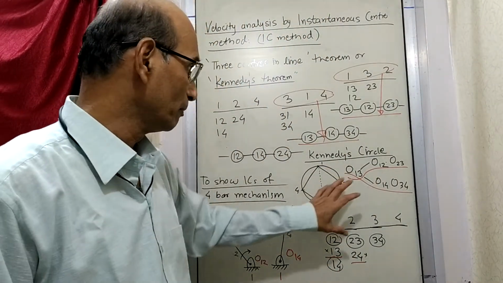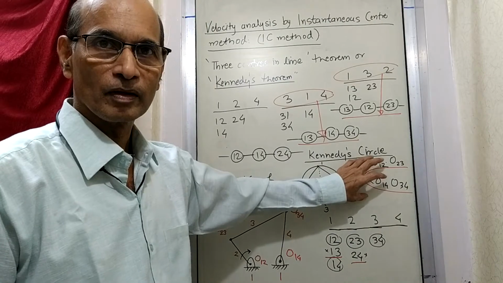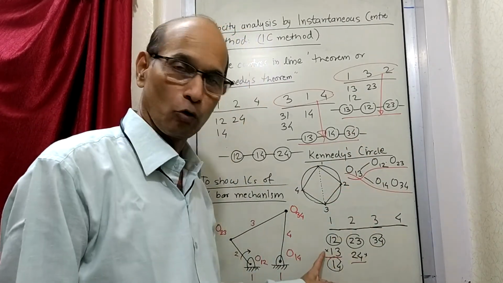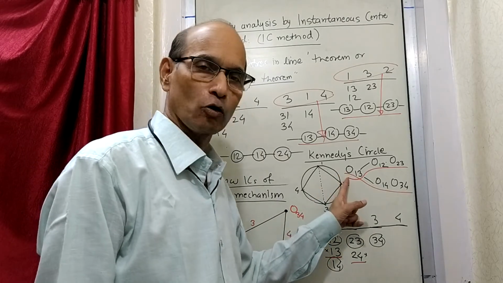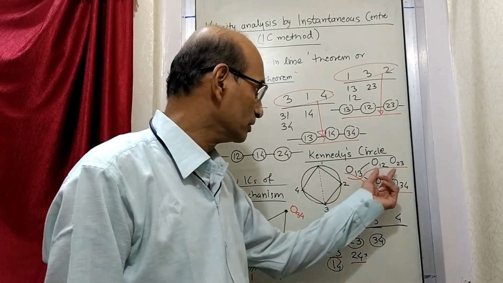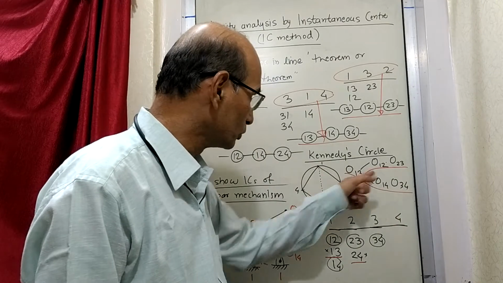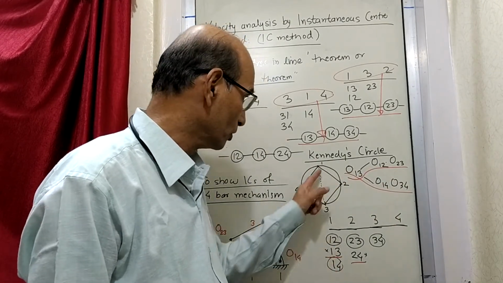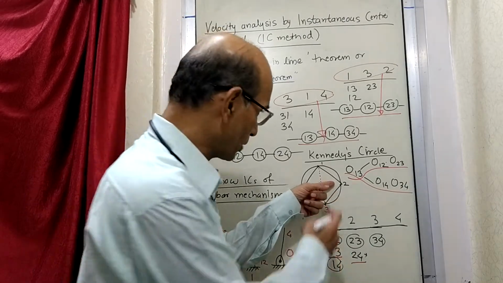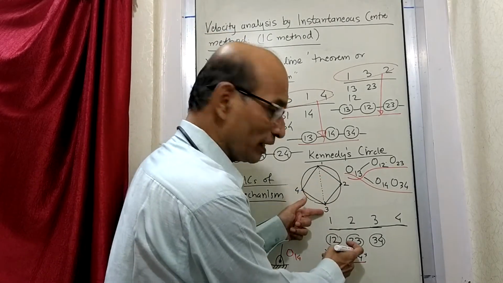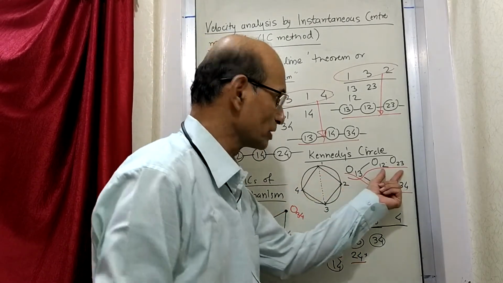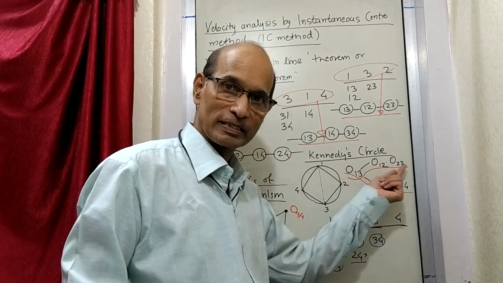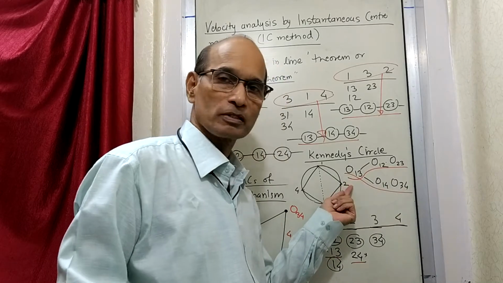So now what has happened? By doing this, now we can say that if we want to find out O13, what you have to do is, see, 1, 2 and 2, 3 are centers which are already known. 1, 2 we already know, that's why we have joined it. 2, 3 we already know. So these two centers we already know, so you can draw a line from this, and on that line somewhere there will be O13.